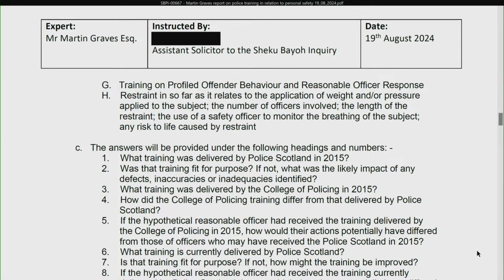H, restraint insofar as it relates to the application of weight and/or pressure applied to the subject, the number of officers involved, the length of the restraint, the use of a safety officer to monitor the breathing of the subject, any risk to life caused by restraint. So there are a number of different areas, yes. 7 specific areas that you've been asked to look through and identify what training was available.